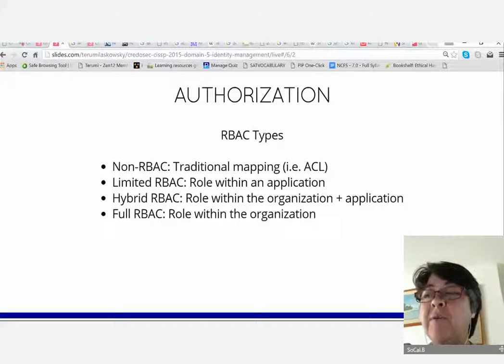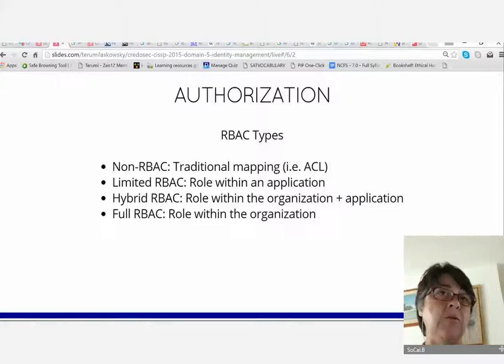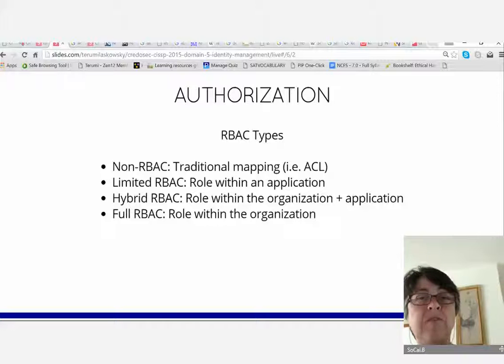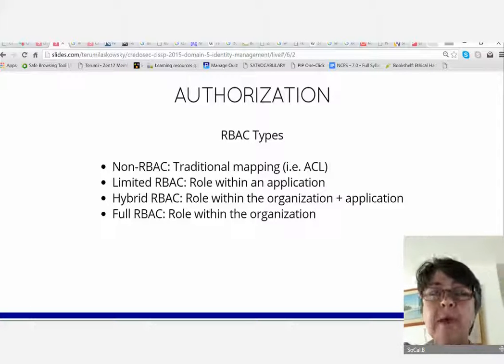The hybrid RBAC then is you have the application roles, right? That's only good for the application, and then you also have enterprise roles that are good within the organization. Like maybe they're departmental roles, like your IT, your finance, your HR, and then when you go into the HR application, maybe you have a special application admin role or something. Okay, so that would be a hybrid role. And then the full RBAC then is you get rid of the application roles. Everything is a role within the organization.